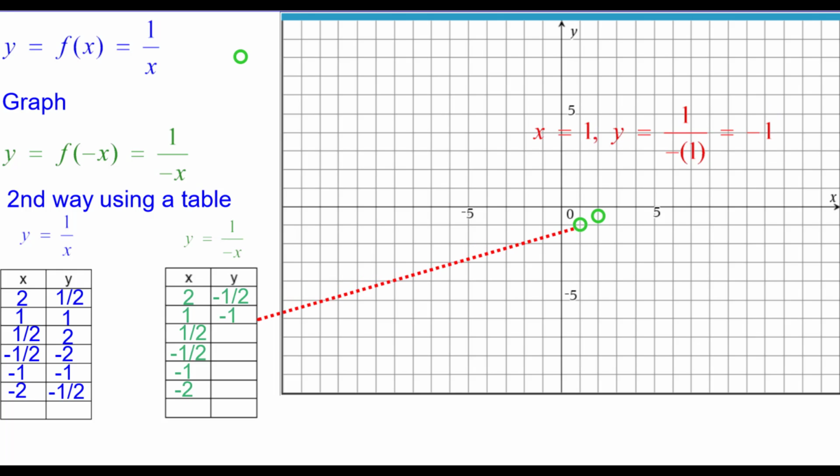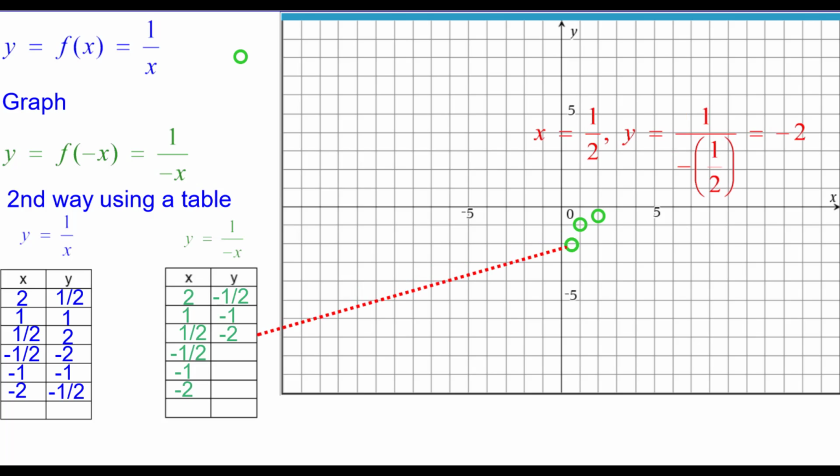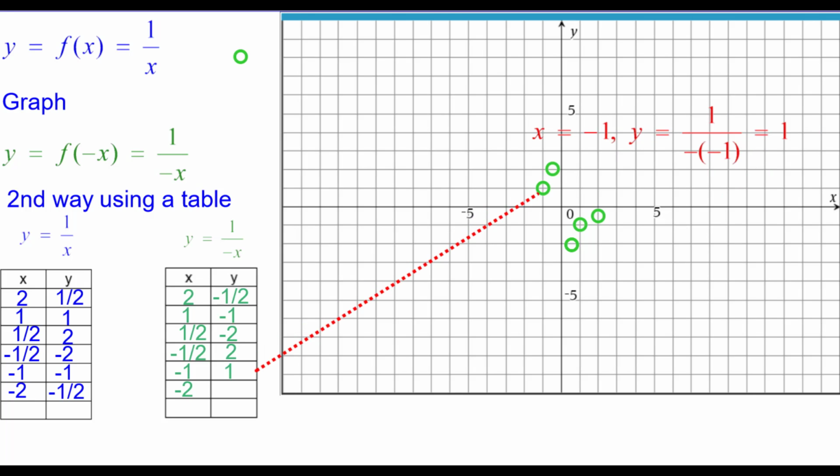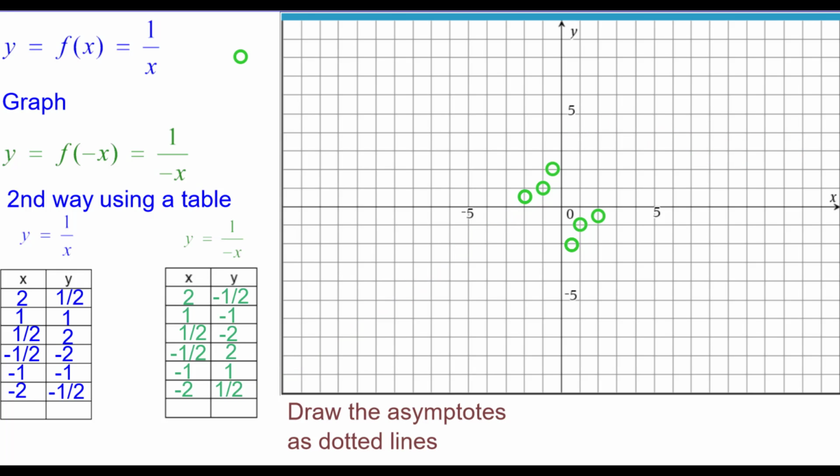1 over the opposite of 1 is negative 1. 1 over the opposite of a half is negative 2. 1 over the opposite of a negative a half would be 1 over a half, which is positive 2. When x is negative 1, 1 over the opposite of that negative 1 is positive 1. And when x is negative 2, 1 over the opposite of negative 2, it leaves you with 1 half. So negative 2 comma 1 half.